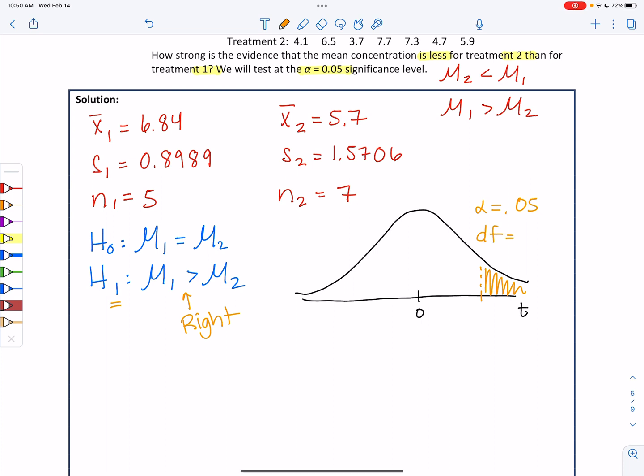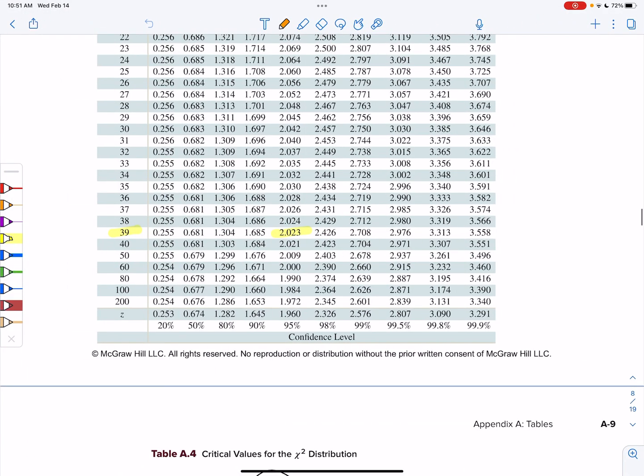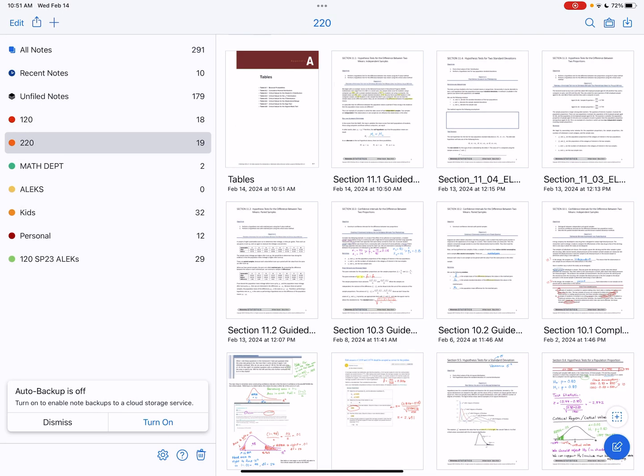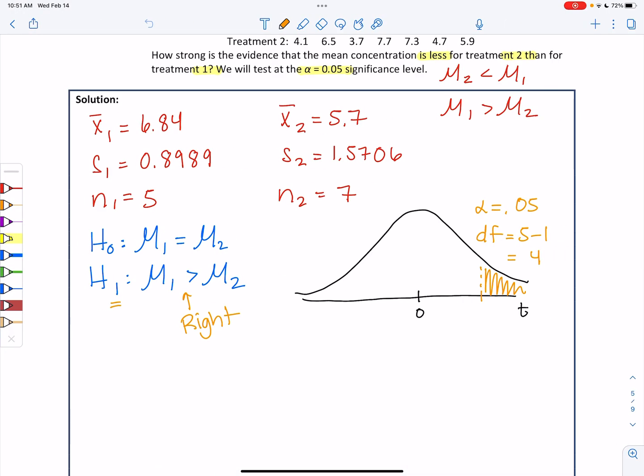And degrees of freedom, we'll take the smaller sample size, minus 1. And then again, you can go to your T calculator in the ALEKS calculator, or you can go to your table. This time I want 0.05 and 4 degrees of freedom. That's going to give me a critical value of 2.132. Always double check your sign for a right-tailed test. It should stay positive. If this had been a left-tailed test, then we would have shaded on the left side, and thus that would have been a negative 2.132.